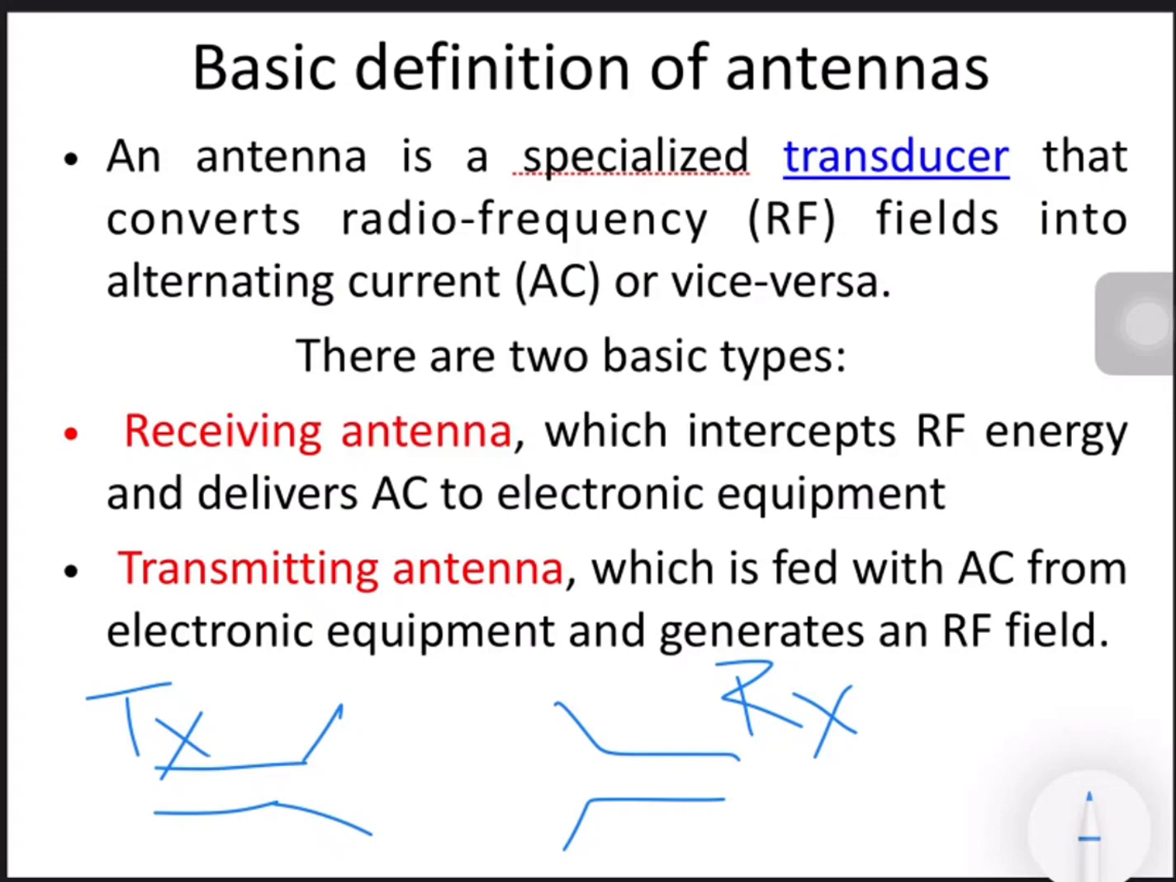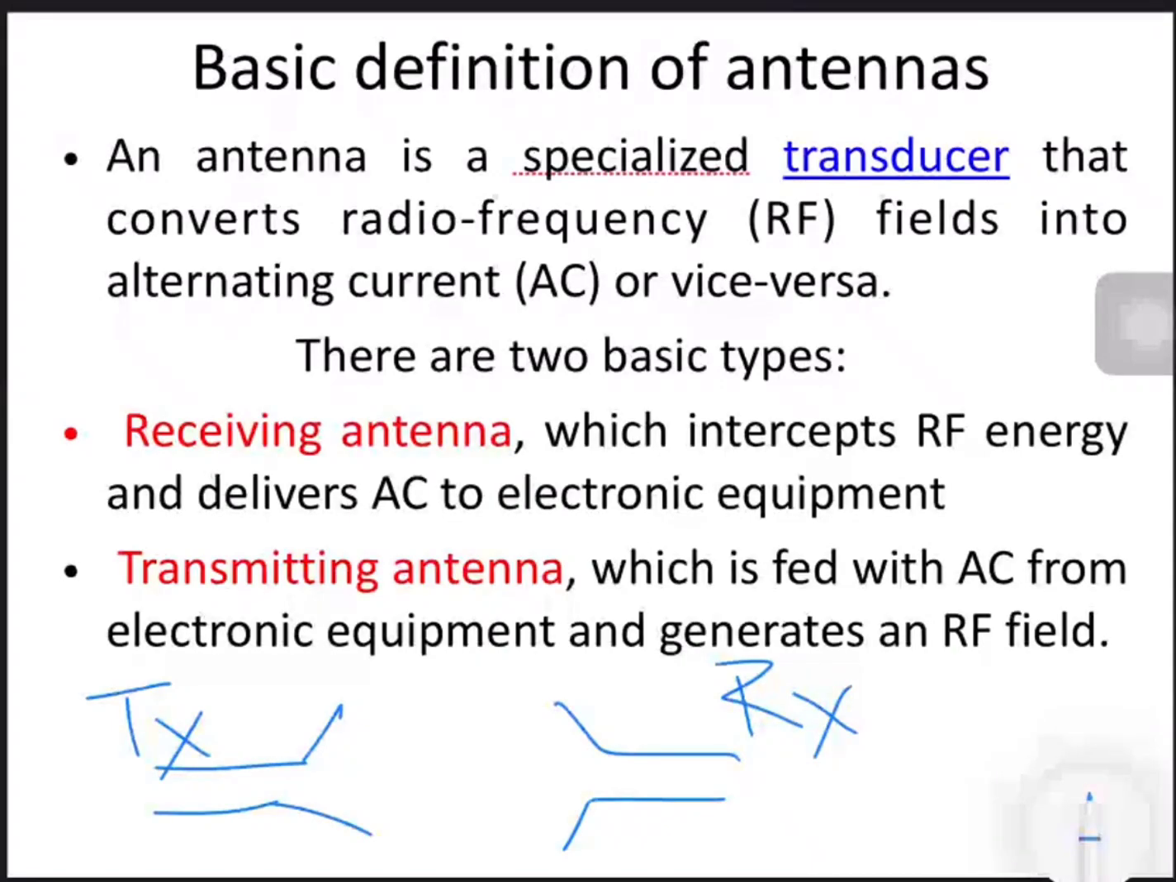So the antenna is an electromagnetic device, and also it can be called a transducer, which converts the radio frequency signals into alternating current and alternating current into radio frequency signal, in accordance to where the antenna is implemented. That is, whether the antenna is on the transmitting end or on the receiving end. So basically I can call the antenna a transmitting antenna or a receiving antenna.